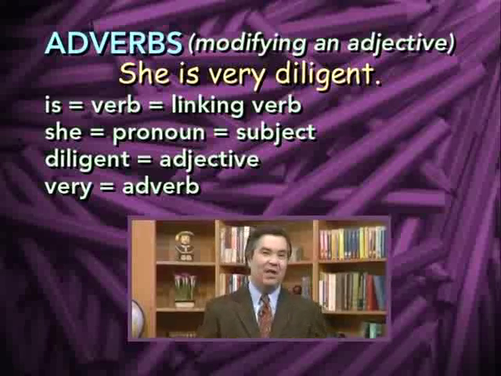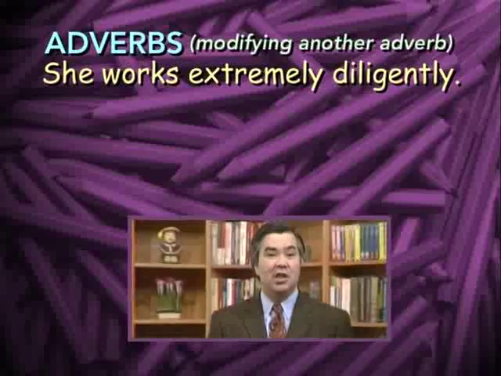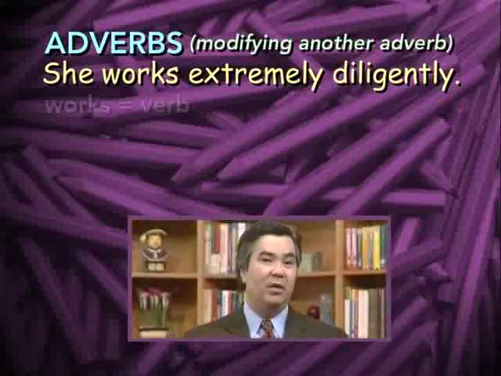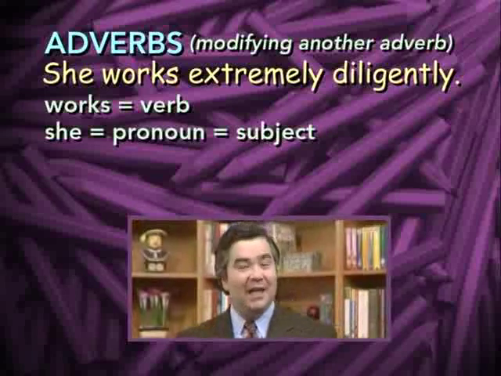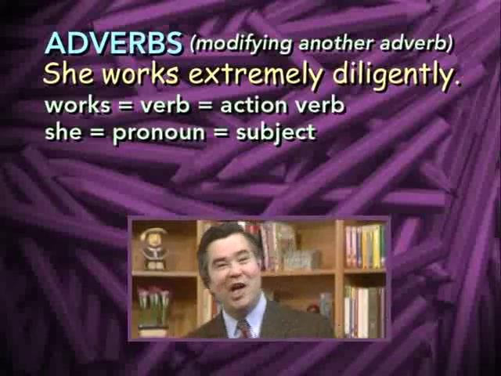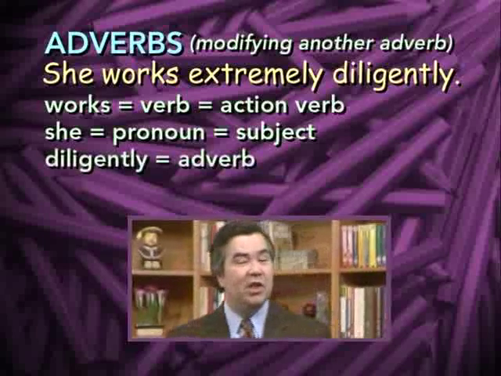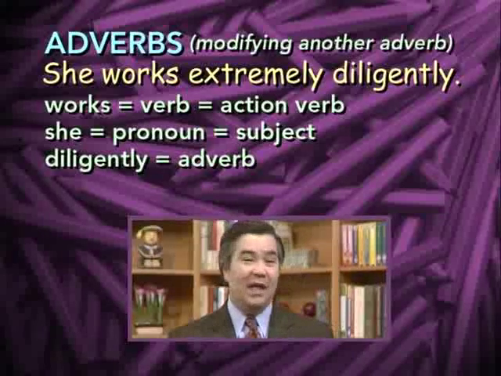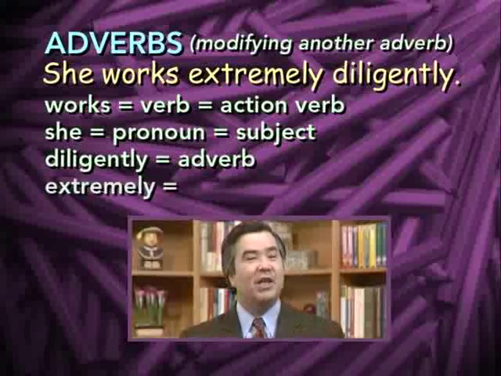And that's what very is doing in this sentence. Finally, look at this sentence. She works extremely diligently. What's the verb? Works. The subject? The pronoun she. And again, we have an action verb. This sentence describes something that she does rather than something that she is. Now we have the adverb diligently, which modifies the verb works. It tells us how she works. How? Diligently. And we have one more word, extremely.